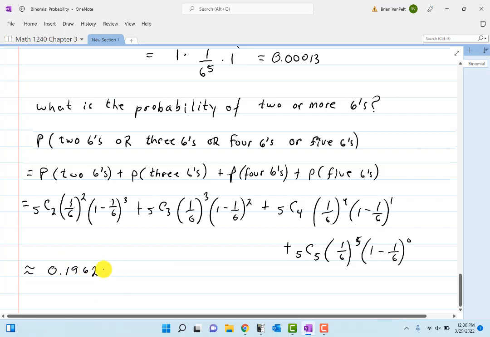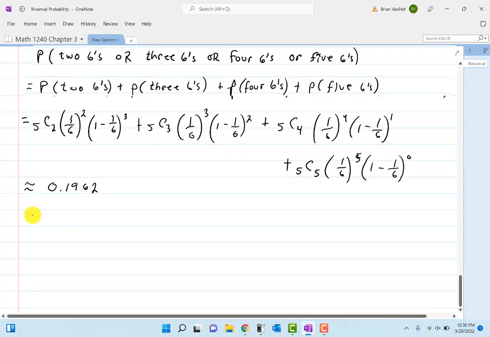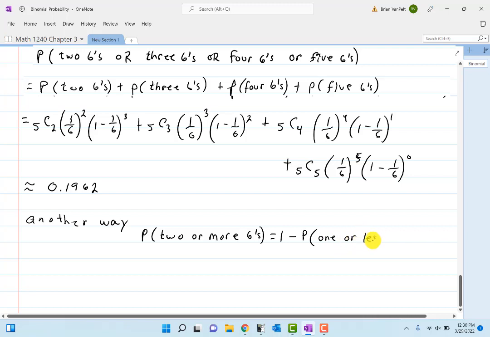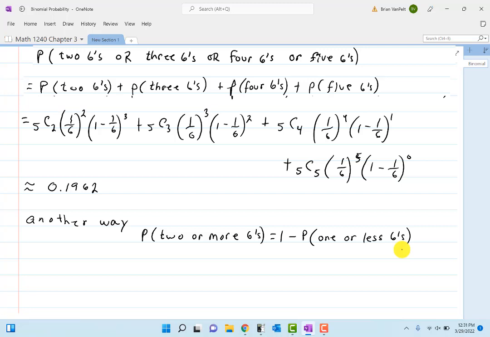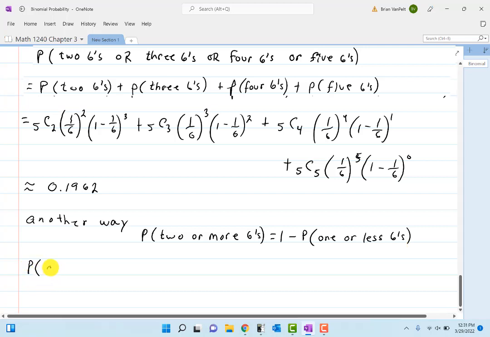So that's one way to do it, and it's an exhausting way to do it. Another way is the following. We have the probability of 2 or more sixes equals 1 minus the probability of 1 or less sixes. So 2 or more is 2, 3, 4, 5, or 6, or 1, 2. 1, 2 is easy.